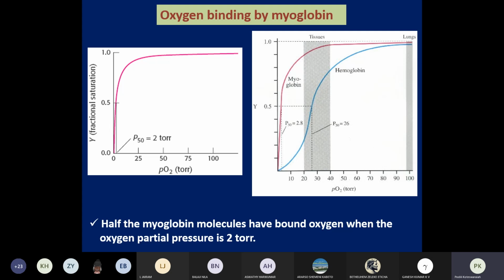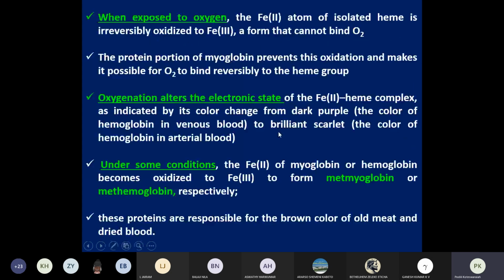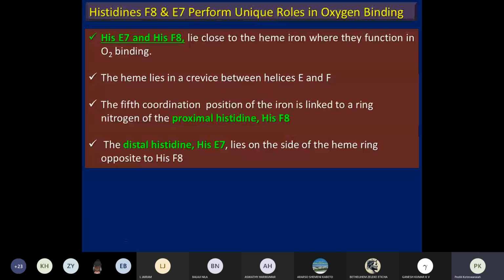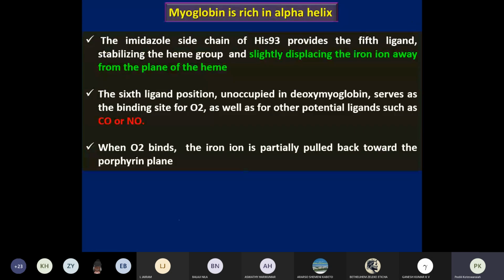Coming to the sixth coordination site in myoglobin, in addition to oxygen, there are other potential ligands that can also bind, that is carbon monoxide as well as nitric oxide.